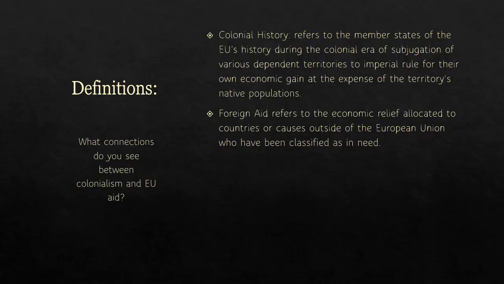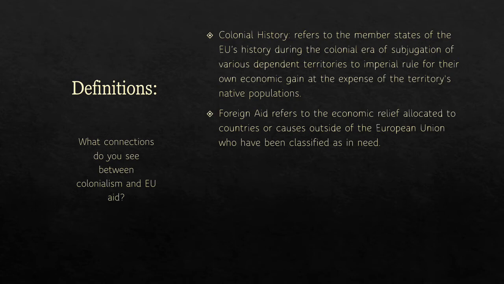First I wanted to go over some definitions that will help us understand the rest of the topic and discuss it on the same page. So first I wanted to talk about colonial history, which in this slideshow will refer to the member states of the EU's history during the colonial era of subjugation of various dependent territories to imperial rule for their own economic gain at the expense of the territory's native populations.